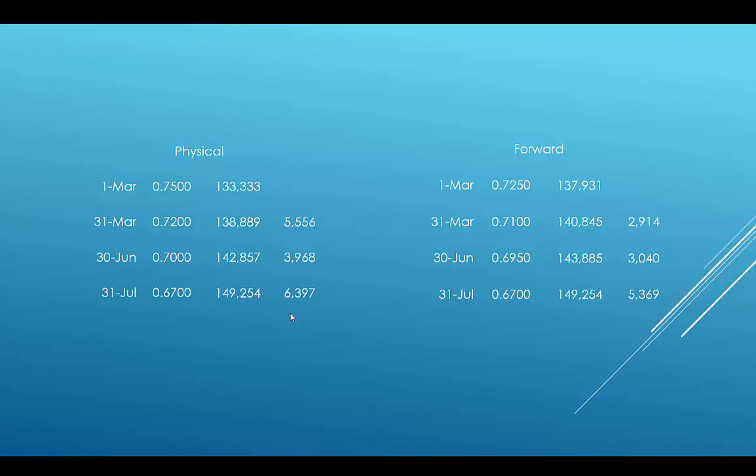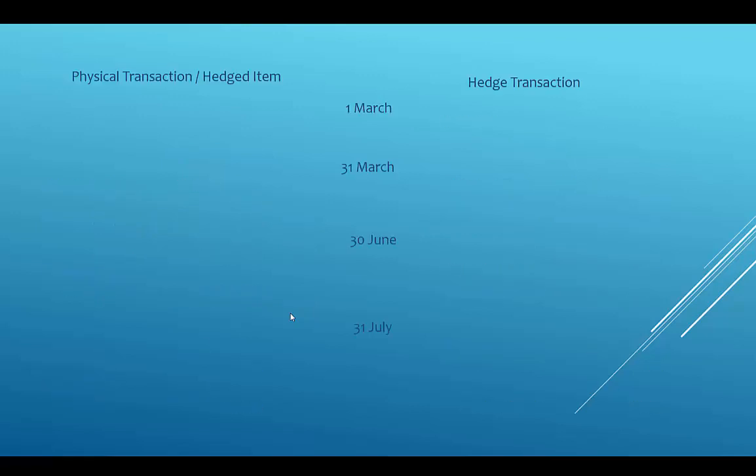I then need to think about the accounting for these two transactions, and I'll emphasize right at the outset there are actually two transactions here. There's a physical transaction or a hedged item, and there's a hedge transaction. Generally speaking, it's easier if you keep yourself thinking about these as two separate and distinct transactions. There is an association, but they are different transactions.